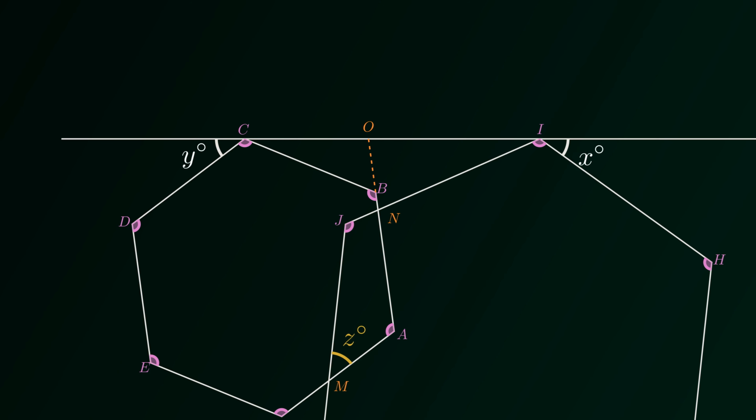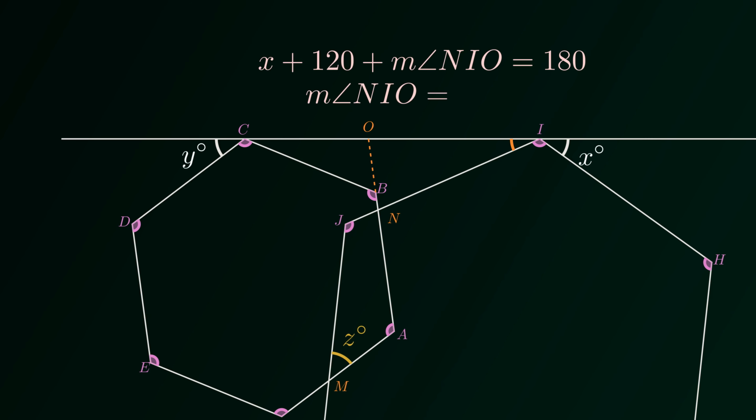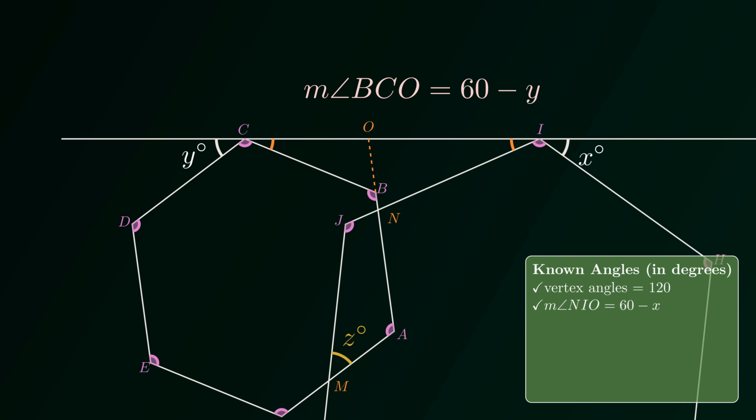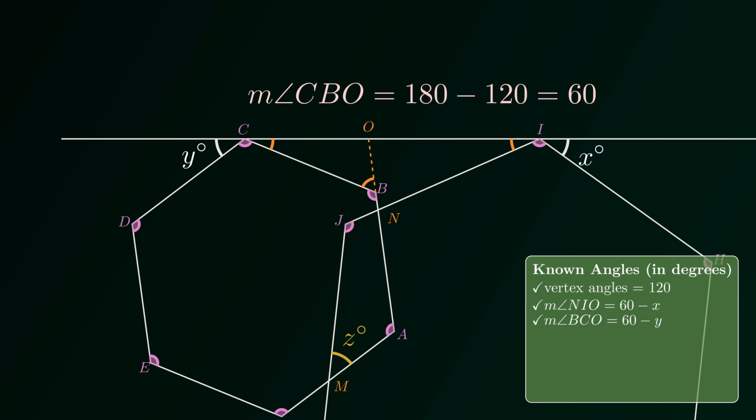We can look at the straight line containing point I to conclude that x plus 120 plus the measure of angle NIO is equal to 180 degrees. Thus, the measure of angle NIO is 60 minus x. We can use a similar reasoning to conclude that the measure of angle BCO is 60 minus y. Meanwhile, angle CBO is a supplement of a 120-degree angle, so its measure must be 60 degrees.